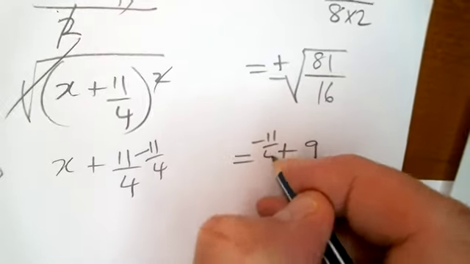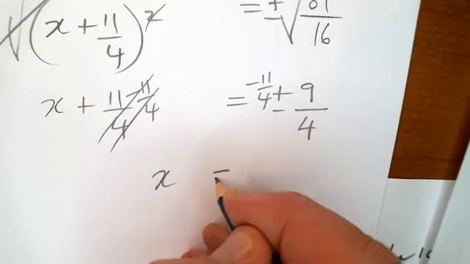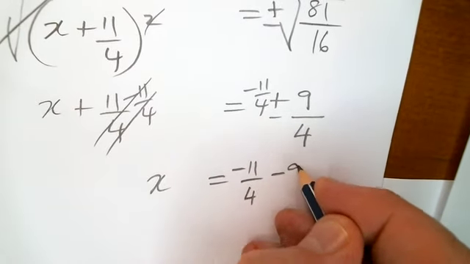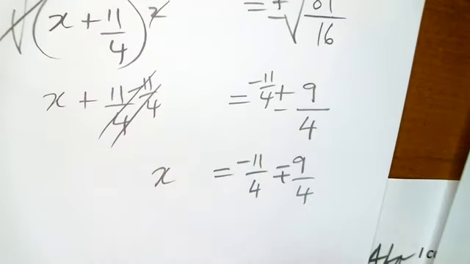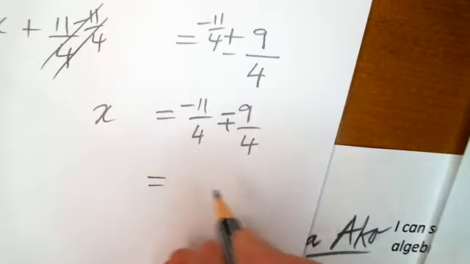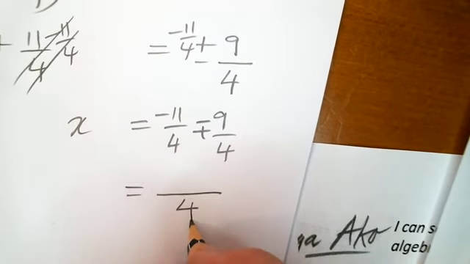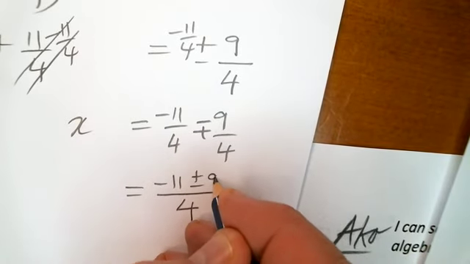And I'm now going to subtract 11 over 4 from both sides. So now I'm left with an x, and I've got negative 11 over 4 plus or minus 9 over 4. Probably should put the plus on top, but it's no big deal. Now I've got a common denominator, so I'm going to put the whole thing over 4, and I've got negative 11 plus or minus 9.